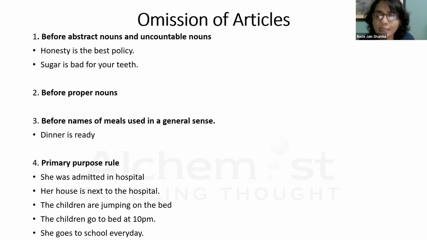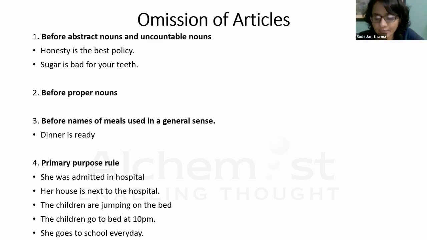So, basically, let me explain what we're doing here. This is called the primary purpose rule. Now, some things like hospital, bed, school, church, office, marketplace, right? All these things come under the primary purpose rule. So they've been built for a primary purpose. What is hospital's primary purpose? To treat you when you're ill, right? Okay, so that is the primary purpose.